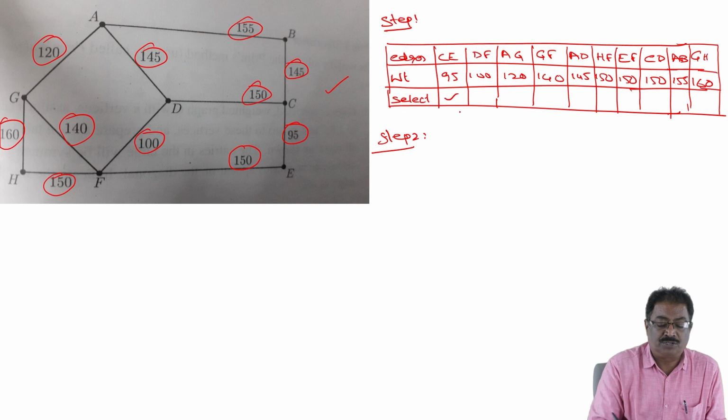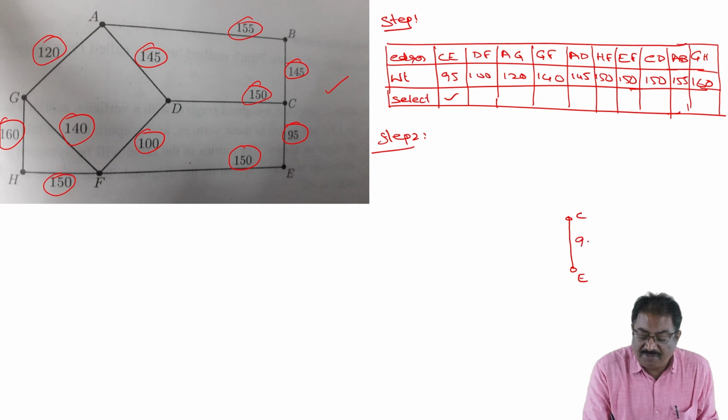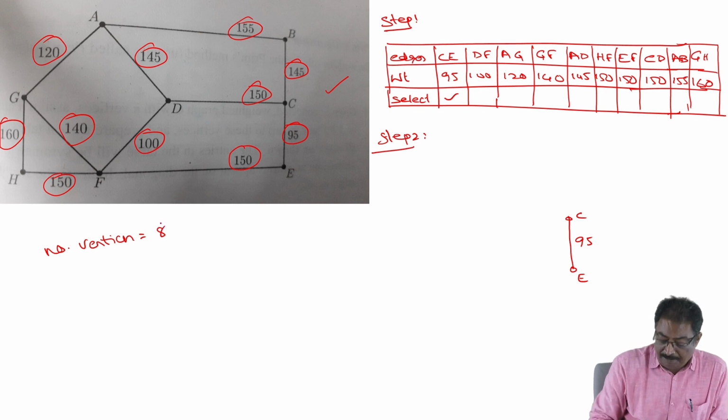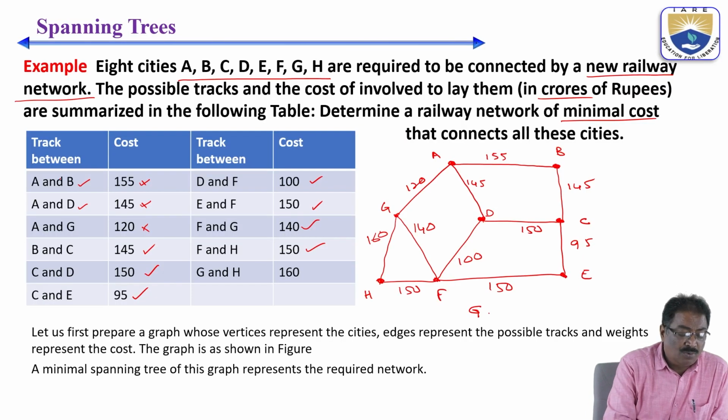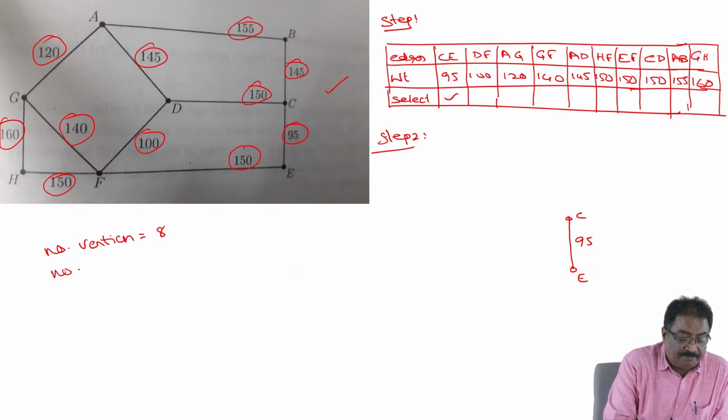So first one I am going to select CE. So CE, which is 95, is selected. So how many vertices are there? Number of vertices are nothing but the number of cities. 8 cities are there. And how many number of edges will be? 1, 2, 3, 4, 5, 6, 7, 8, 9, 10 and 11 edges are there. Number of edges are 11.